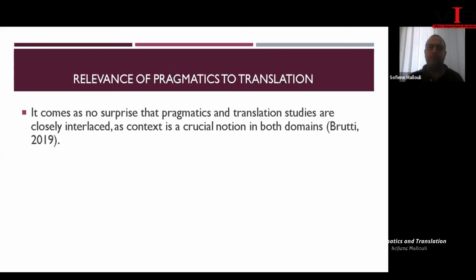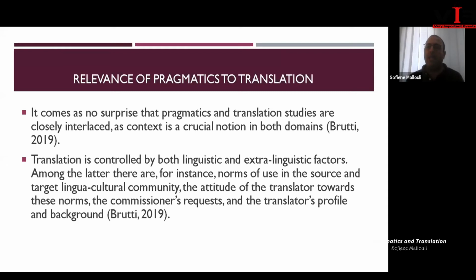Translation is controlled by both linguistic and extra-linguistic factors. So we have the linguistic, the meanings of the words and of the expressions, and the extra-linguistic factors. When we talk about the extra-linguistic factors, we talk about context: the physical context, the social context, the political context, right? Among the latter, there are, for instance, norms of use in the source and target lingua-cultural community, the attitude of the translator towards these norms, the commissioner's requests, and the translator's profile and background.